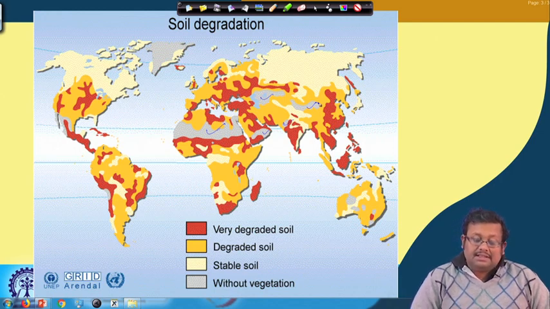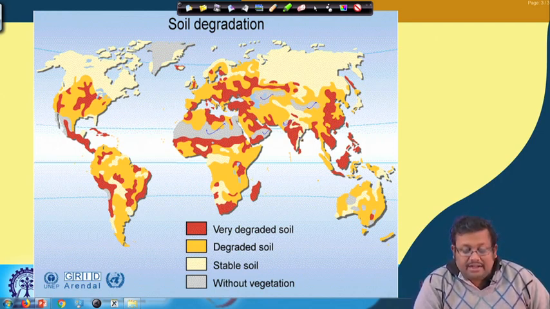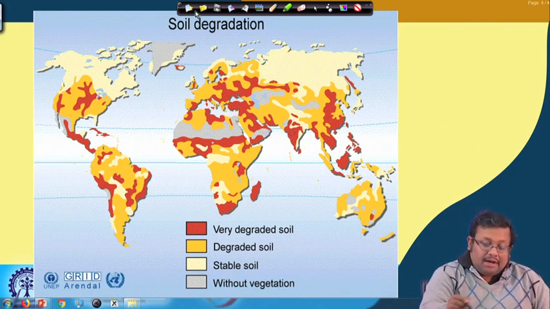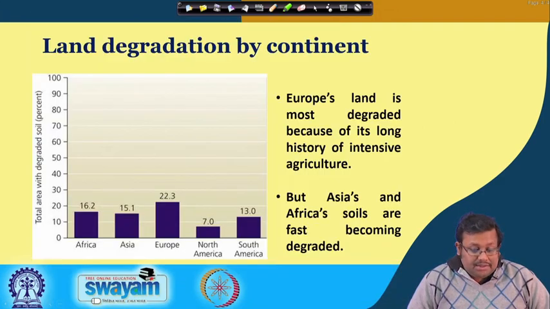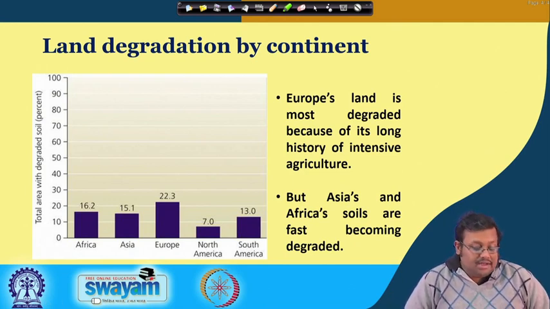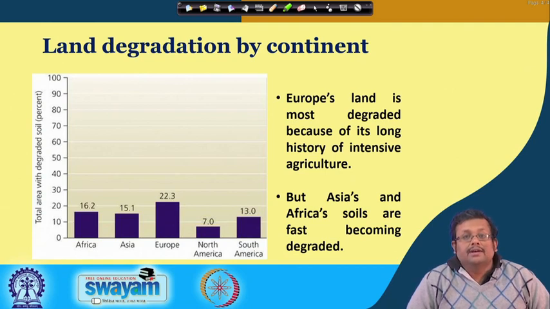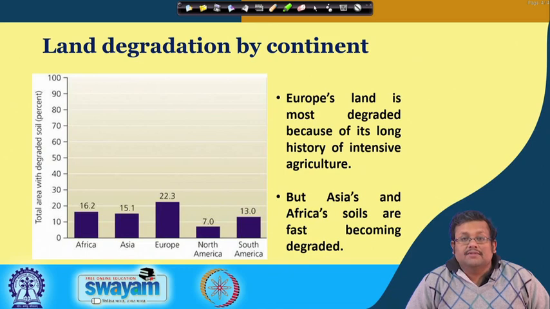And as far as the Indian condition is concerned, the majority of the soil comes under this very degraded category, specifically the western as well as the middle portion of the Indian subcontinent. That shows the severity of this problem of soil degradation. Let us go ahead and see the land degradation by different continents. You can see that Europe's land is most degraded because of its long history of intensive agriculture. However, Asia's and Africa's soils are fast becoming degraded. That shows the importance of controlling soil degradation, specifically in the Indian subcontinent.